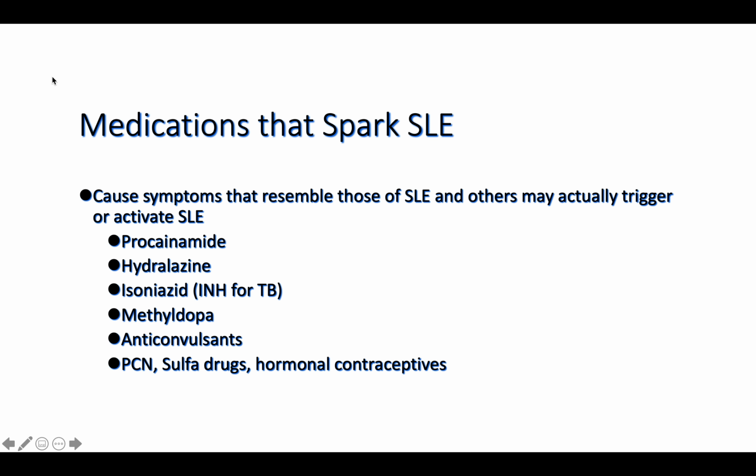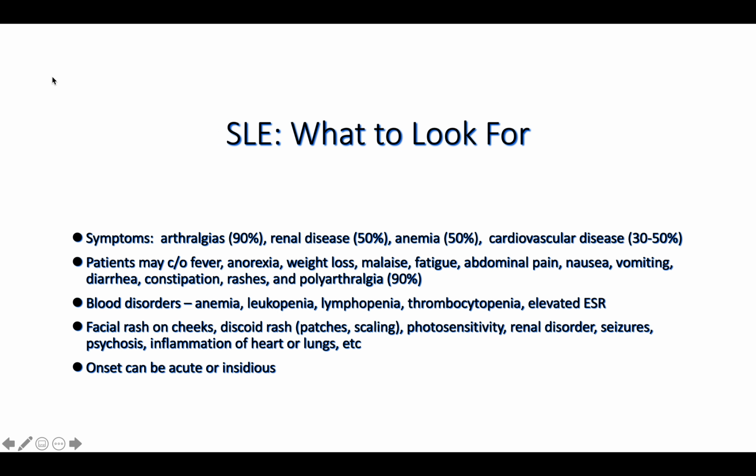And methyldopa, another name for that is Aldomet, and that's to treat hypertension. Some anticonvulsants that people have to take because they have seizure disorders can spark lupus. And then PCN is penicillin and sulfa, which are antibiotics. And then there are some hormonal contraceptives that can spark it. So interesting that we have these chemicals in the body that can actually help this along, this disorder.